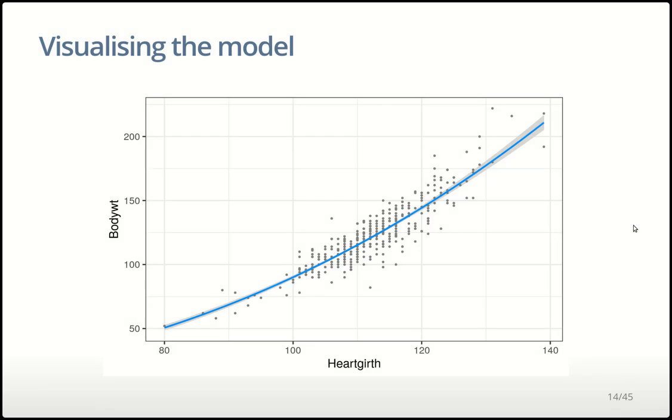And if you look at that same model, so if you transform that model back to the original coordinates, the original heart girth scale and body weight scale, then you can see that we've actually fit a curve there. So that's what our model looks like on the original space.